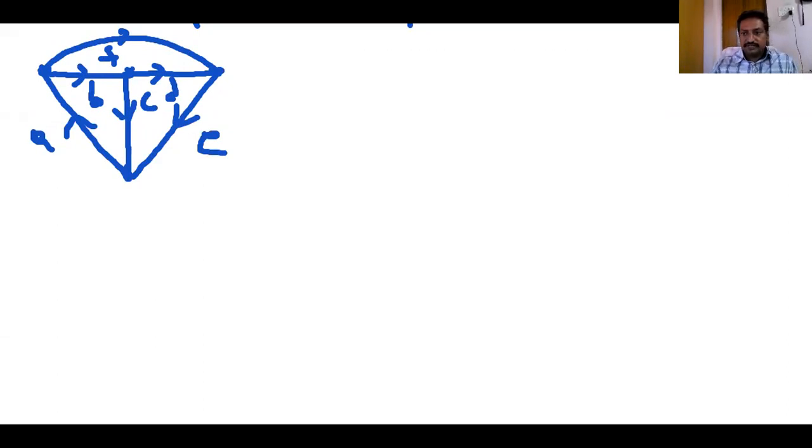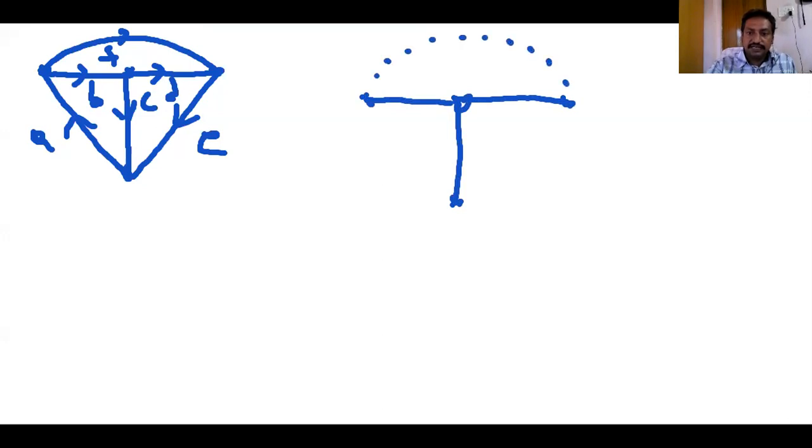So here, first you draw the tree. This is the tree. The tree should contain all the nodes. We should follow the procedure: the tree should contain all the nodes and n-1 branches. Then the links, which are also called chords. And now we go to the loop analysis.